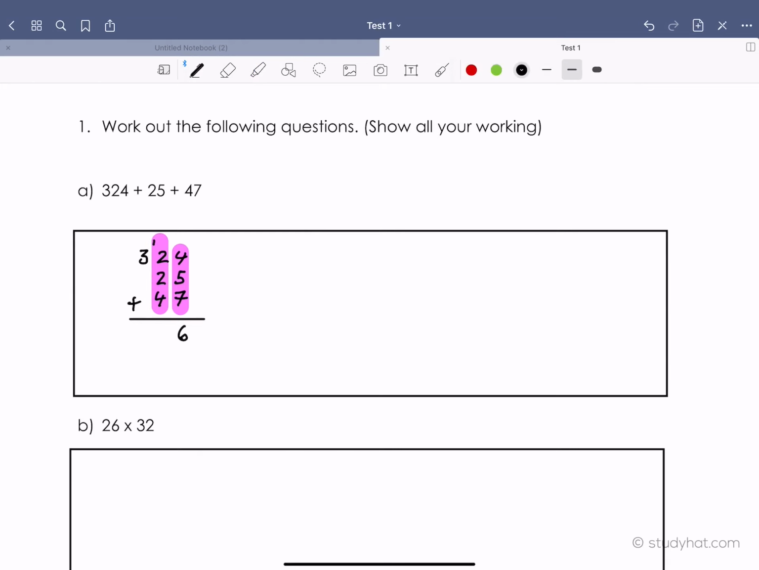Then we add up this column. 1 plus 2 is 3, plus 2 is 5, plus 4 is 9. And finally, we add up the last column, which just has a 3 in it. So we put 396, there's our answer.